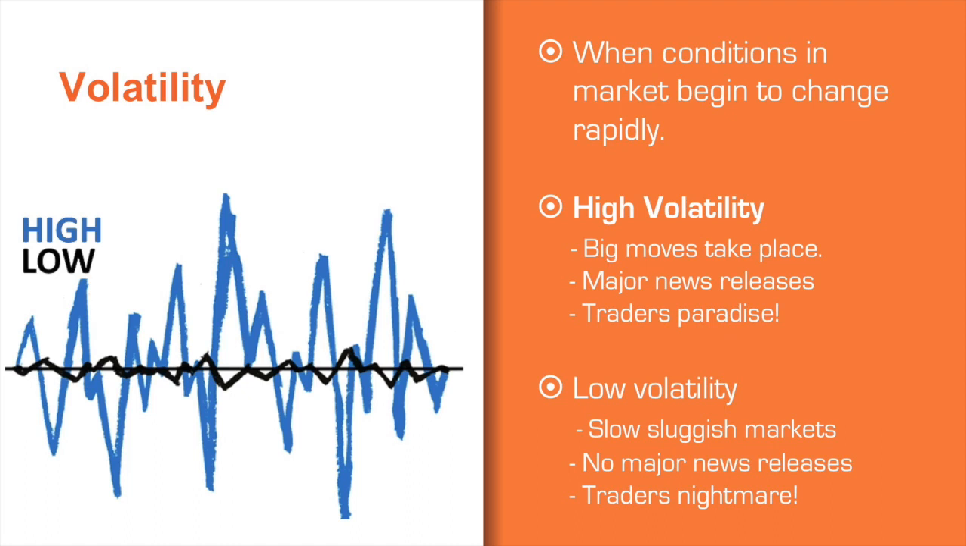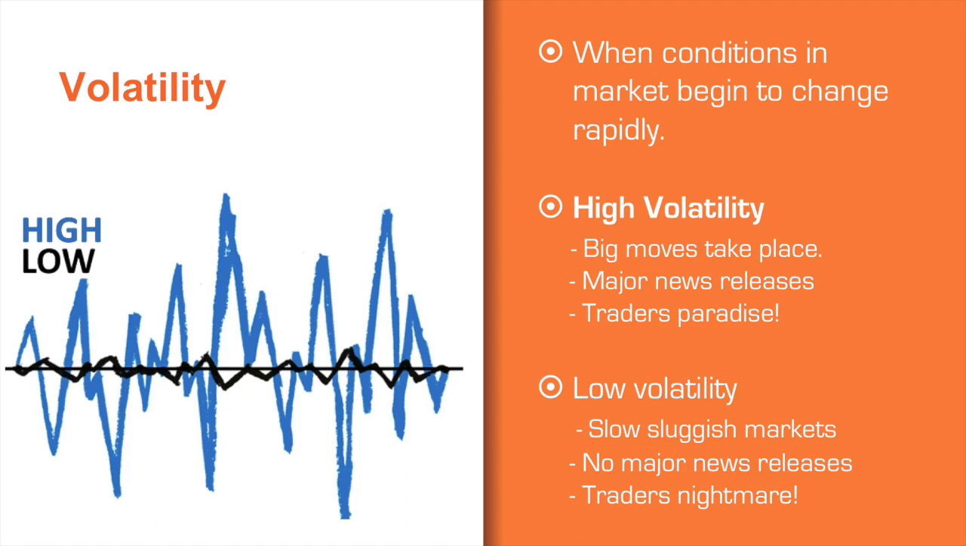Volatility is when the market conditions begin to change rapidly, and you see this a lot during high volatility. So high volatility means the market conditions change rapidly. You see big moves, major news releases are coming out. This is a trader's paradise. This is a time to catch big moves. You see larger candlesticks in this time.